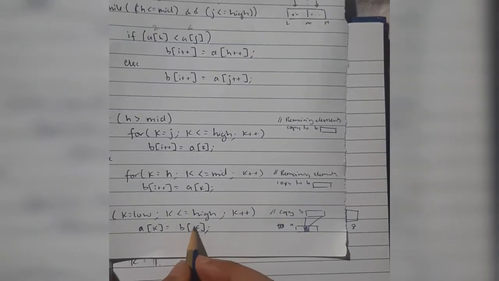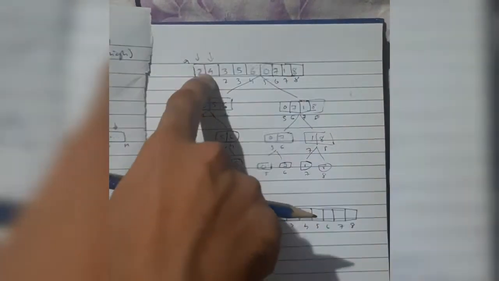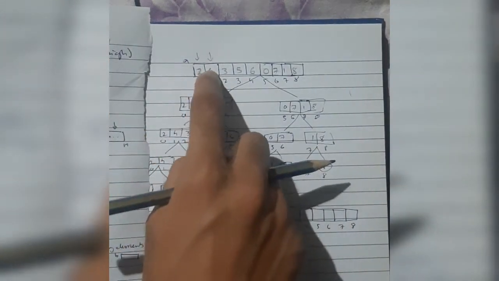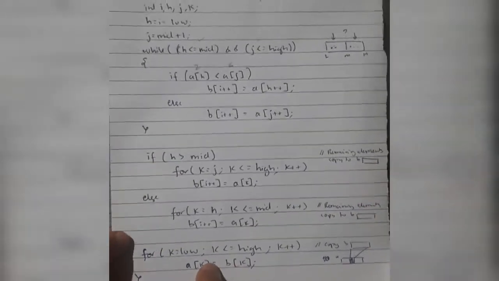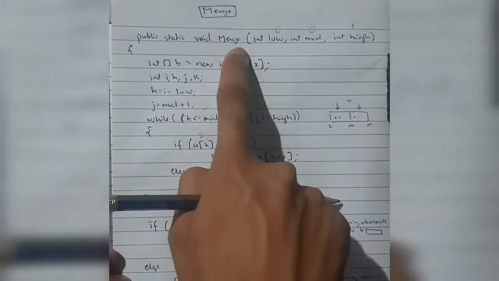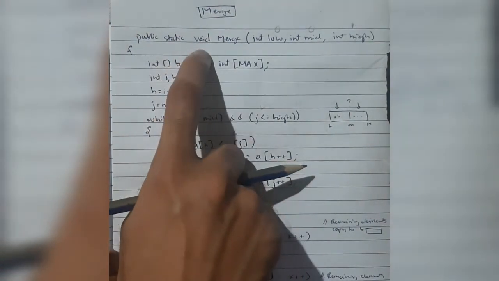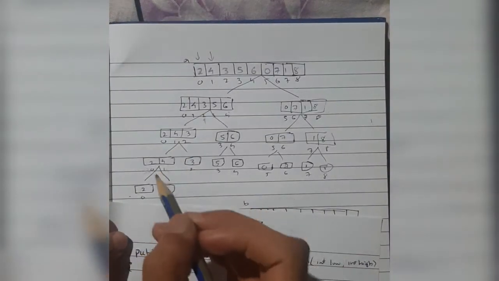Then a of 1 is equal to b of 1. What is b of 1? B of 1 is 4, a of 1 is 4. So 4 will be sitting in the place of a of 1. It's already here, so we'll not do any changes, and then this line is executed. So what was this? This was the function of merge, void merge. This one is executed. Where did we call this function from? We were under this function here when we are in this array.